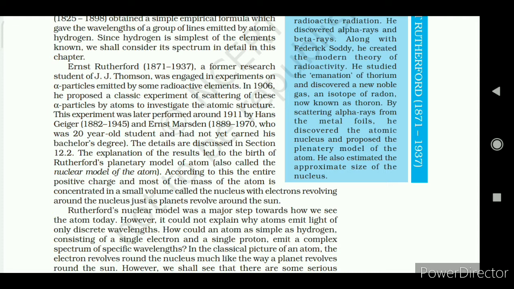The explanation of the results led to the birth of Rutherford's planetary model of an atom. According to this, the entire positive charge of the atom is concentrated in a nucleus. Rutherford's nuclear model was a major step towards how we see the atom today. However, it could not explain why atoms emit light of only discrete wavelengths. How could an atom as simple as hydrogen, consisting of a single electron and a single proton, emit a complex spectrum of specific wavelengths? In the classical picture of an atom, the electron revolves around the nucleus much like the way a planet revolves around the sun. However, we shall see that there are some serious difficulties in accepting such a model.